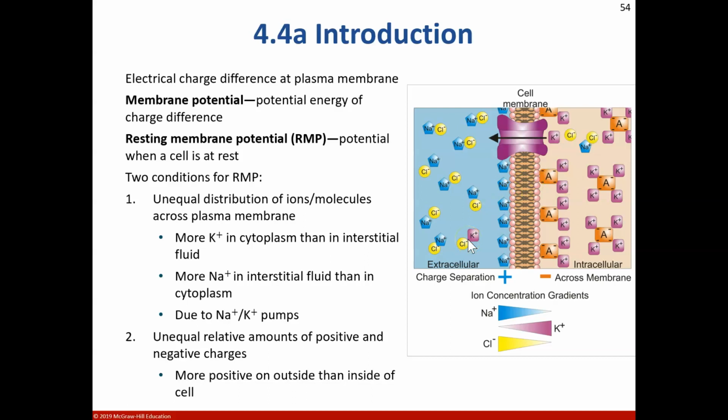The second condition for our resting membrane potential is the unequal relative amounts of positive and negative charges. We'll see that we have more positive charges on the outside than on the inside of the cell. The reason for that is that our sodium ions are so numerous here and have a positive charge. On the inside of the cell, even though our potassium ions have a positive charge, they really don't make that large of a difference compared to these really large negative proteins that they are attracted to. So the inside of the cell is actually negative because of these really large negative proteins.